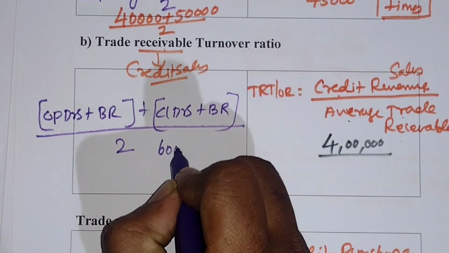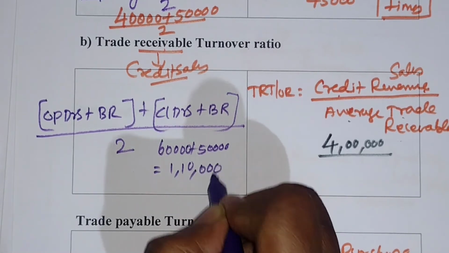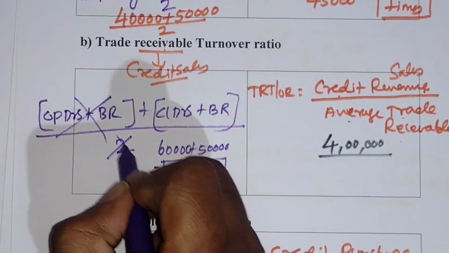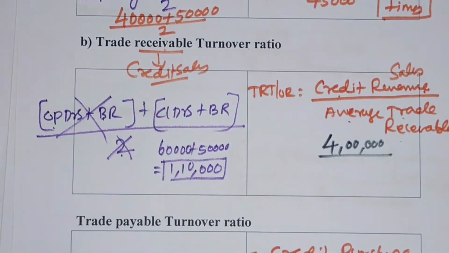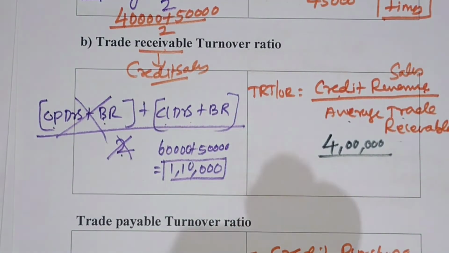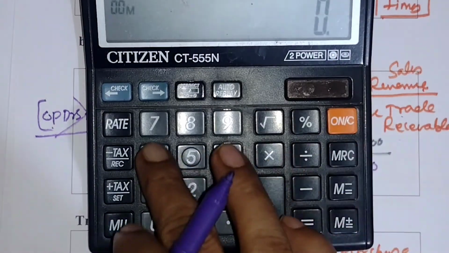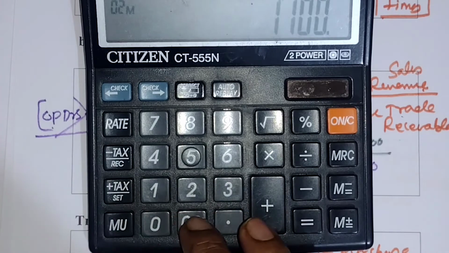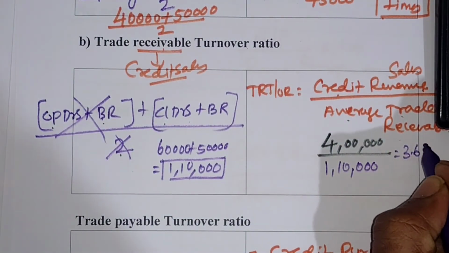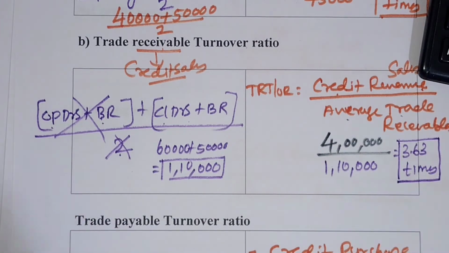So 60,000 plus 50,000, the total is 1,10,000. Therefore, I cannot divide it by 2 because opening debtors and BR are not given. Only closing debtors and BR are given. My average trade receivable is 1,10,000. So 4 lakhs divided by 1,10,000 is equal to 3.63 times. In all the turnover ratio problems, the answer will end with times.